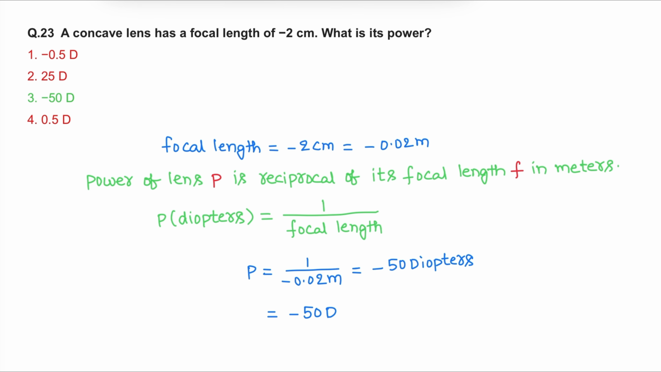Question number 23. A concave lens has a focal length of minus 2 centimeters. What is its power? Given focal length is minus 2 centimeters, that is minus 0.02 meters. The power of a lens is the reciprocal of its focal length f in meters. It is measured in diopters. Power P = 1 by focal length, 1 by minus 0.02 meter, it is minus 50 diopters, that is minus 50 D. So correct answer is option 3.